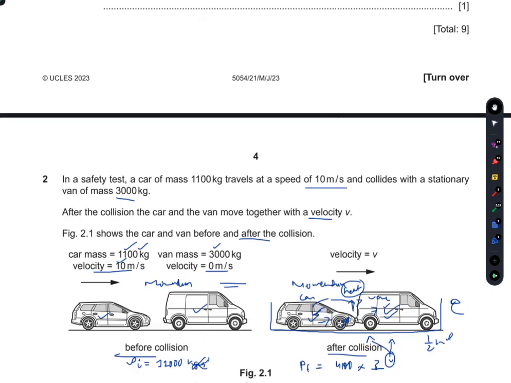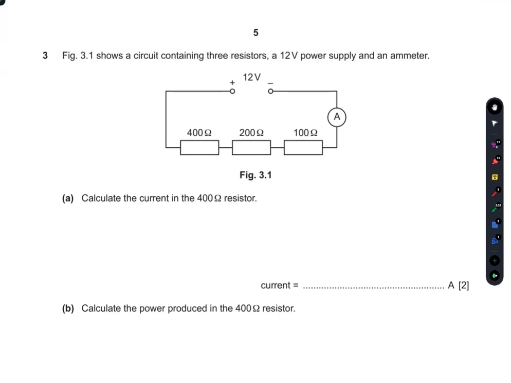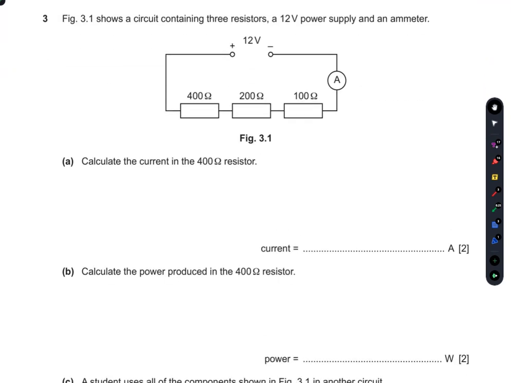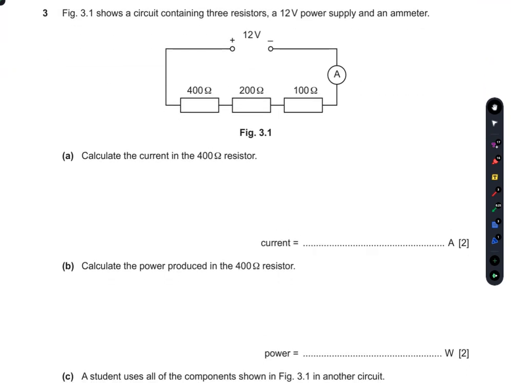Question number 2. That's the end. Question number 3 here. Figure 3.1 shows a circuit containing three resistors, a 12-volt power supply, and an ammeter. Okay, this is the ammeter here. Calculate the current in the 400 ohm resistor.